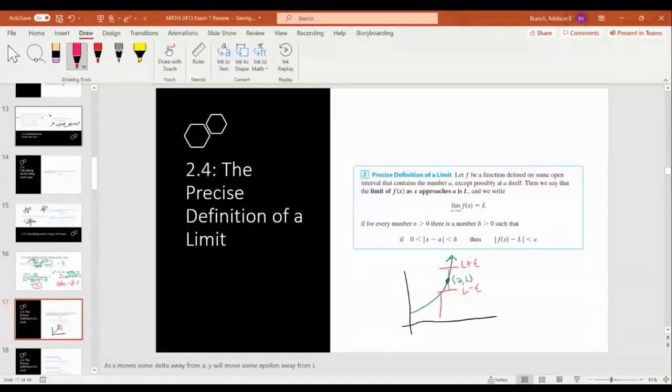Well, those points are going to correspond down here to our x-axis. So of course, right here in the middle, we have our a, and then right here we have our a plus delta. So delta is essentially how far away from a we moved, and over here we'll have our a minus delta. So essentially what that's saying is, as we move some distance delta away from a, we'll move some epsilon away from L, and vice versa.